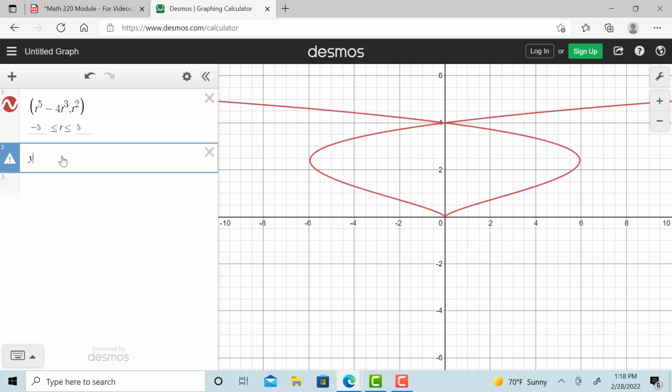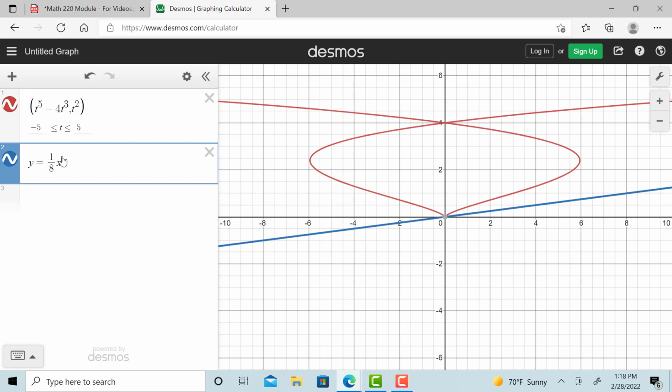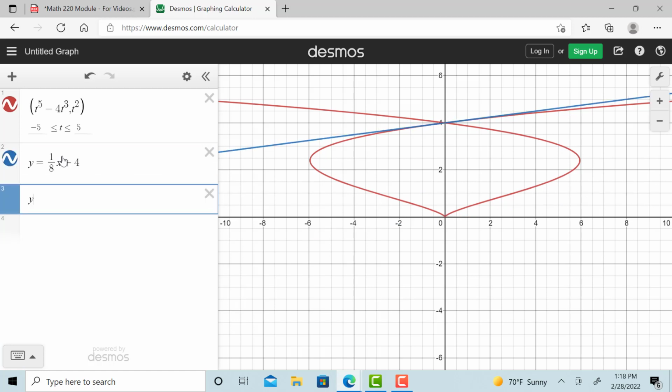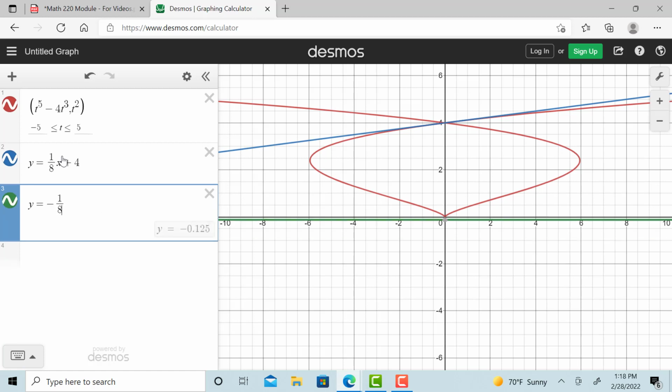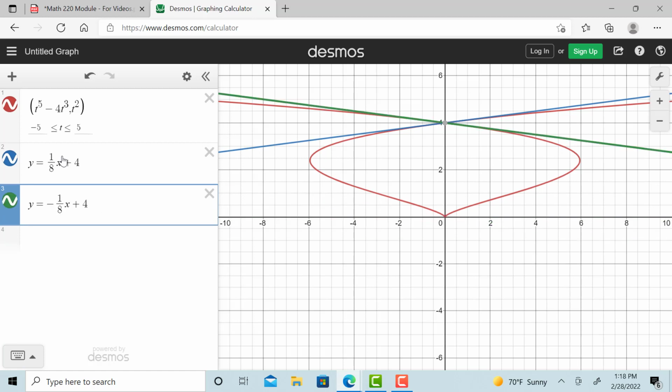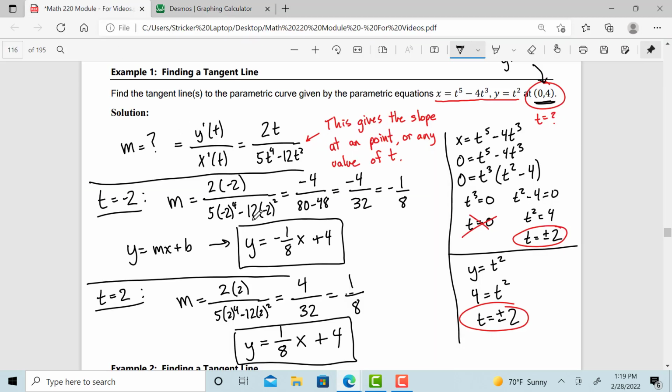We have y equals 1 over 8 times x plus 4. And then we also had y equals negative 1 over 8x plus 4. So you can see both the green line and the blue line are tangent to the curve at that point, (0, 4). So we verified our solution. The solution looks good. Let's go ahead and go back and look at the next example.